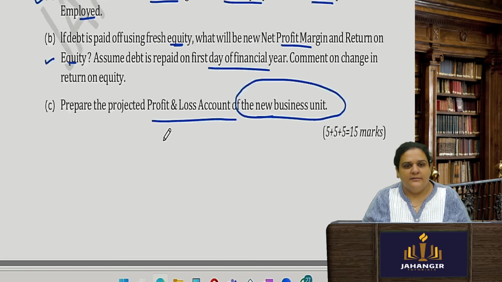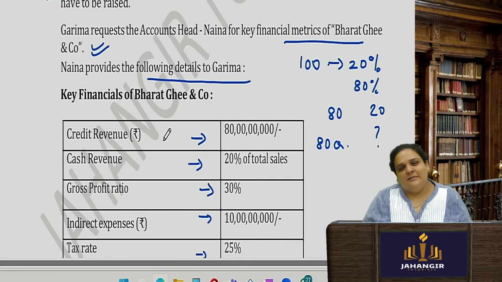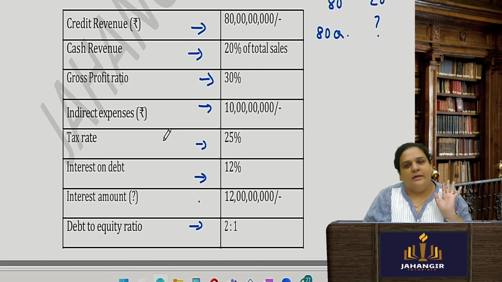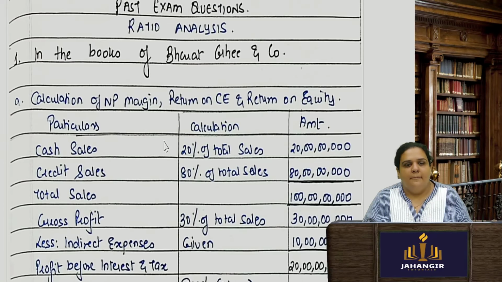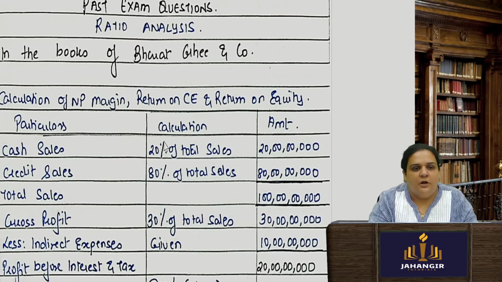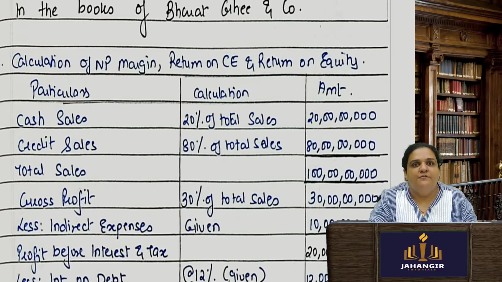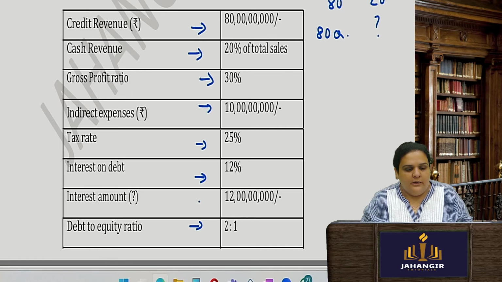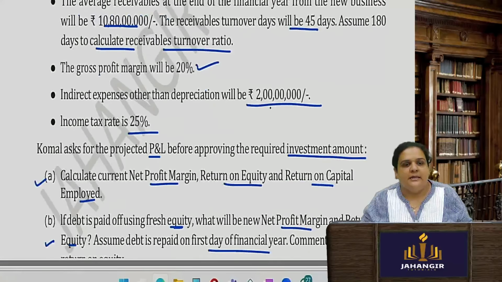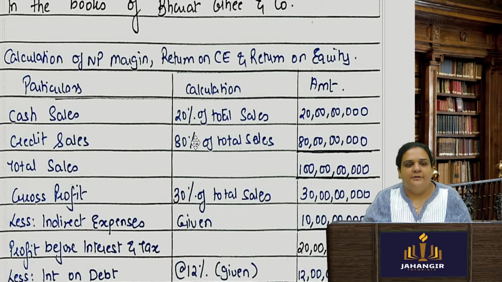Okay, so now understand one thing. This is question number 2. So this is your first question. In my first question, whatever ratios I want, I can take it only from here. Okay, so I have made this in the books of Bharatgi. First we will solve what? We will first try to calculate net profit margin, return on capital employed and return on equity. I am focusing on my question number A. This one. Profit margin, return on equity and capital employed. Okay. Everything I have written over here.